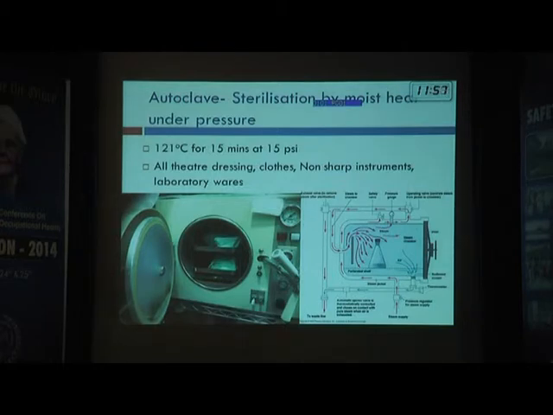So I think many of you know what autoclaves are, many of you have seen them. Here the principle is you use very high temperatures under pressure. Usually the most common autoclaves use 121 degrees for 15 minutes at 15 psi pressure. You put all your things inside, but only things that can tolerate moisture as well as heat, because you're sterilizing by moist heat. It's usually surgical gowns, other dressings, non-sharps instruments and laboratory wear that go into an autoclave. This is the principle: moist heat under pressure, like your pressure cooker, the temperature goes up and it is sterilized.